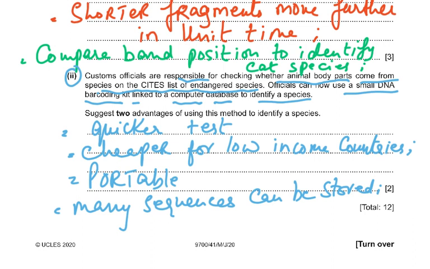It's a much quicker test and it can be carried around, so it's portable, quicker, cheaper for low-income countries, and many sequences can be stored in a database. So bioinformatics comes in here, and it is for 2 marks.